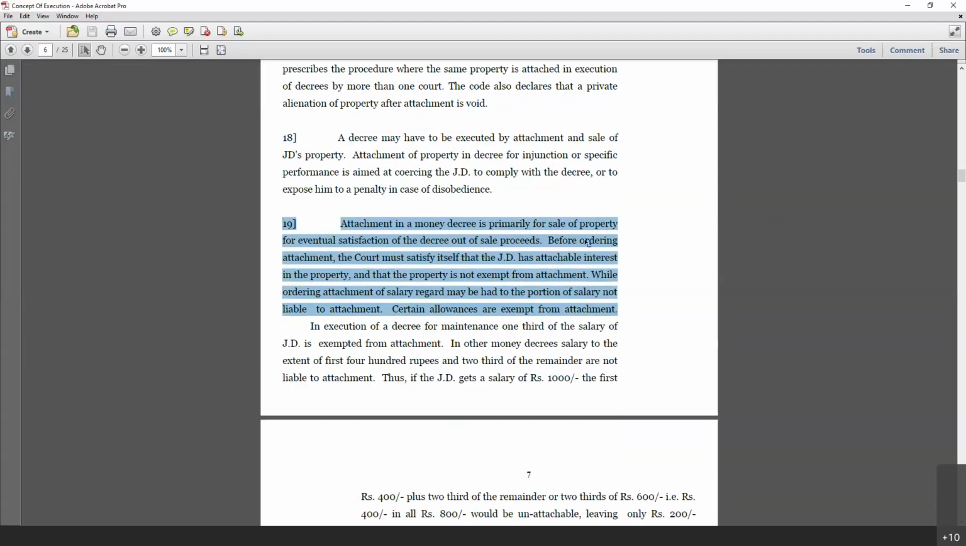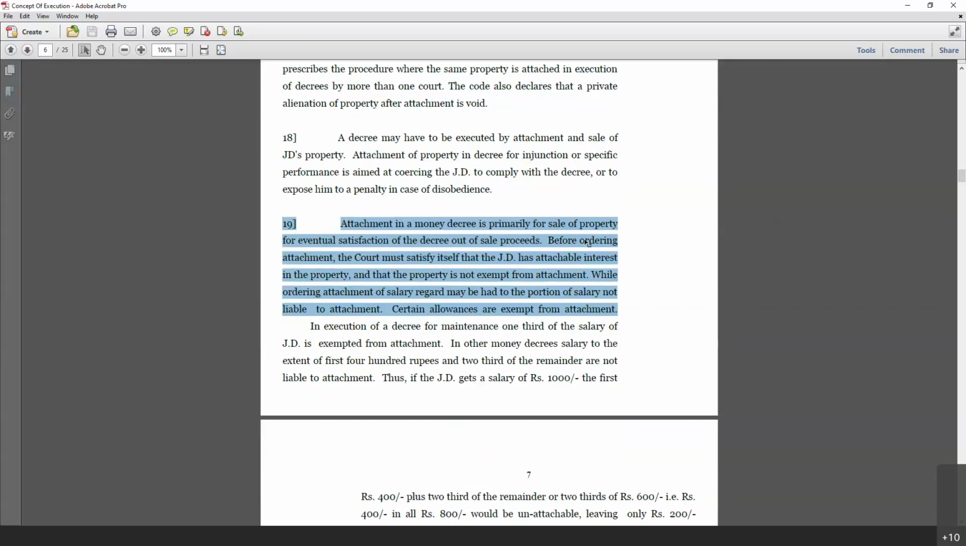Now, to give you an example, we may have a very tony flat in Bombay, but what if that flat is already mortgaged to a financial institution? So, for practical purposes, B remains the owner, but a bank has a first charge on that property. Therefore, effectively, that attachable interest doesn't really exist till the bank's dues have been cleared by B. That has to be specifically determined by the court enforcing the decree, that the attachable interest must be there.